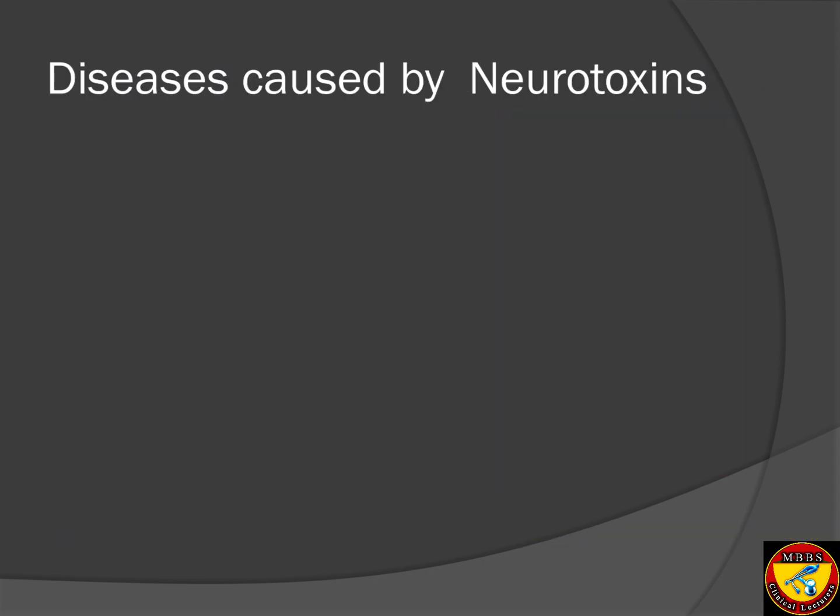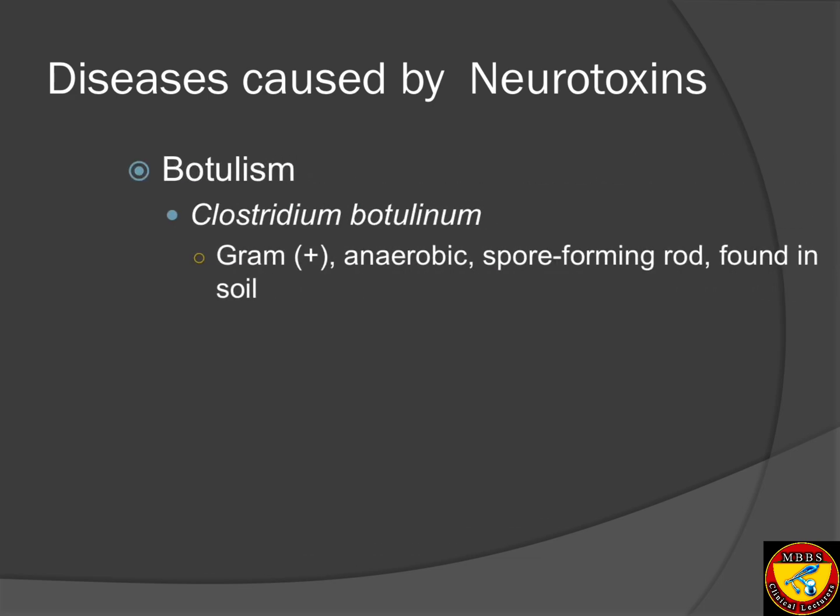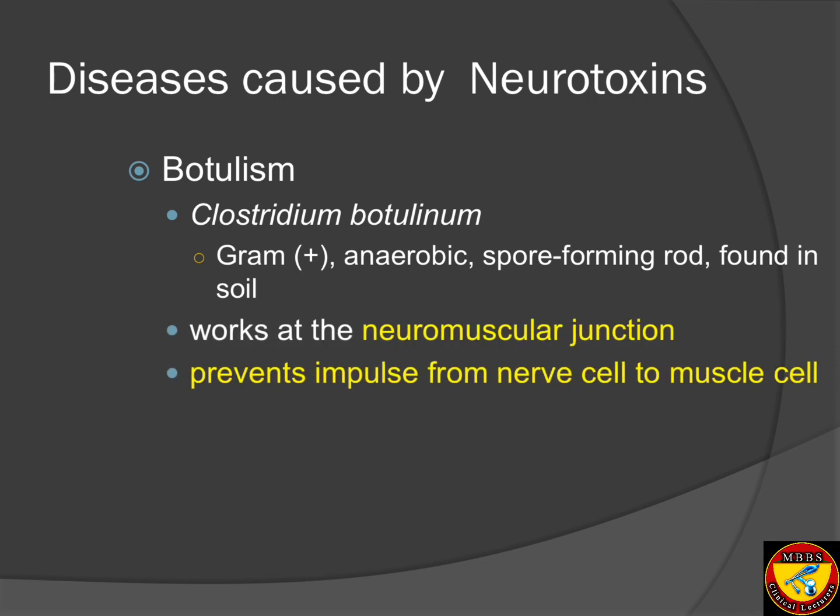Now, the disease caused by neurotoxins is botulism, which is caused by Clostridium botulinum, a gram-positive anaerobic spore-forming rod which is found in the soil. It acts at the neuromuscular junction, leading to impulse blockage from the nerve cell to the muscle cell, and it results in muscle paralysis.